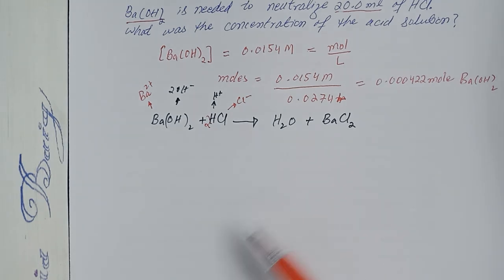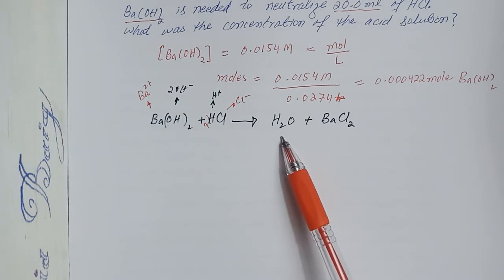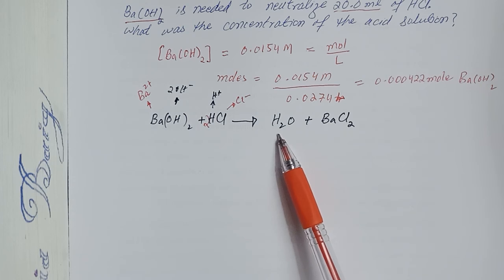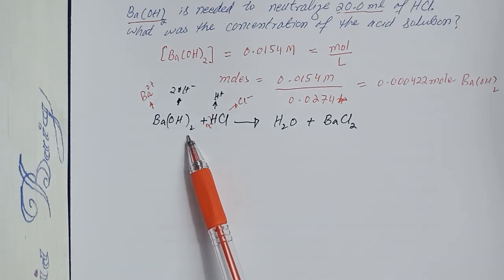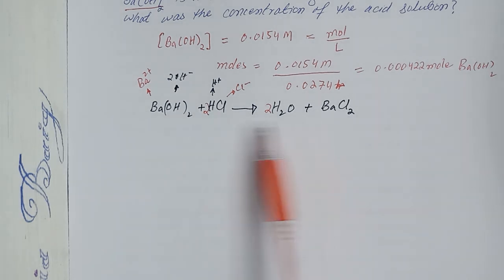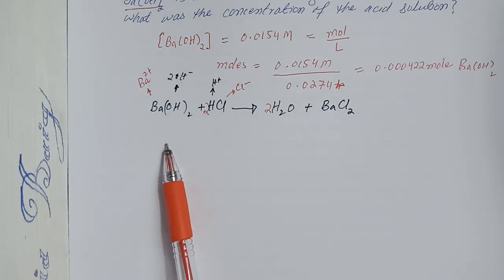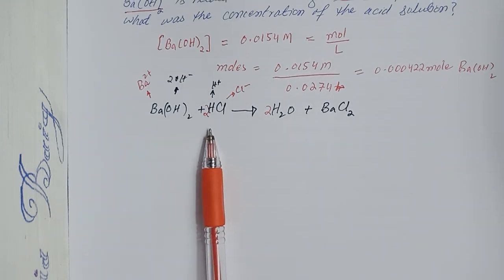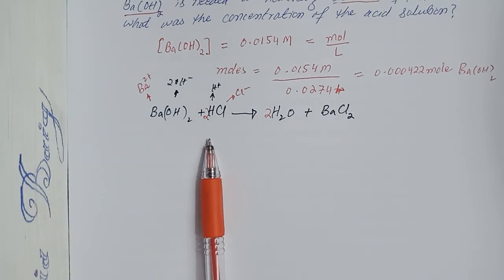Another thing we need to see that here we have 2 hydrogens, whereas in the left side we have 4 hydrogens. So we need to multiply with 2. So now we can see that everything is balanced on both sides of the equation. So for 1 mole of barium hydroxide, we need 2 moles of hydrochloric acid for the neutralization reaction.